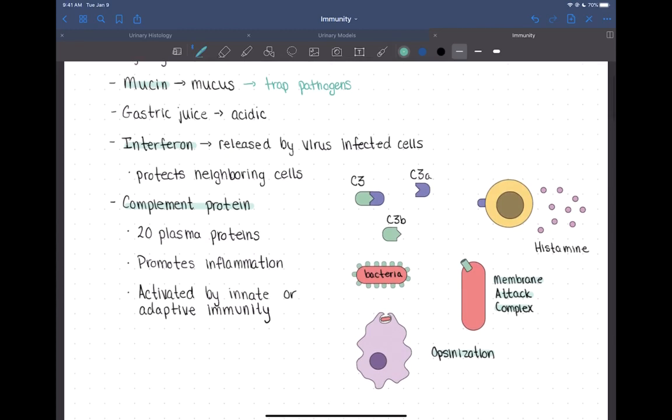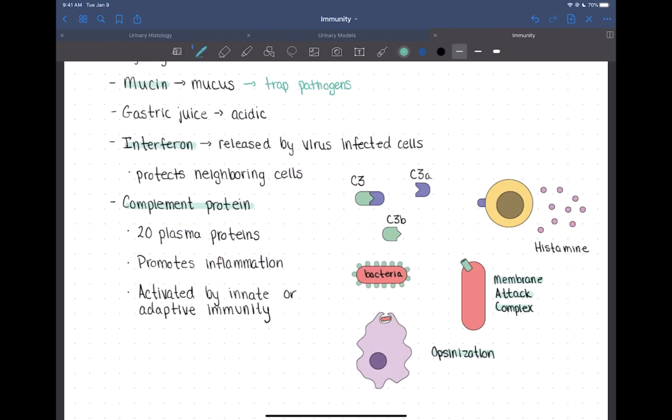Then interferon is very interesting. So interferon is a chemical that's released by a cell that's been infected by a virus. All right, and this interferon will actually travel to neighboring cells, kind of like warning them that there's a virus in town, kind of batten down the hatches, close your shutters, that kind of thing. And so that'll actually protect the neighboring cells from the virus.